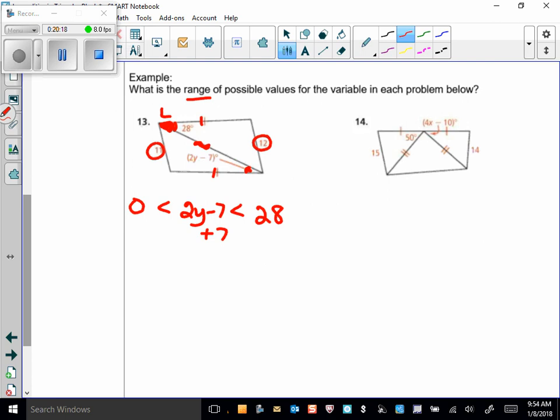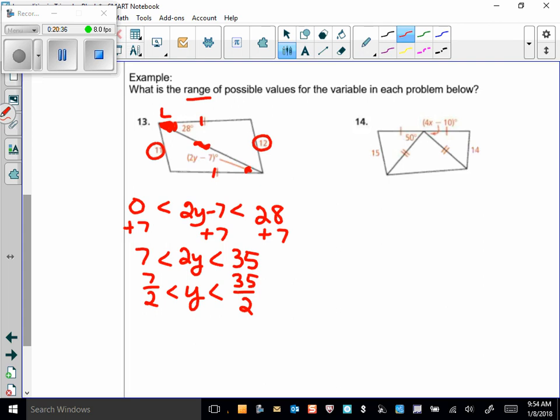So now we're going to solve this, both sides, add 7, add 7. So we'll have 7 is less than 2y, it's less than 35. Divide everything by 2, and I'm going to get 7 halves is less than y is less than 35 halves. And that is your answer right there. You got to have a range. Y's got to be greater than 7 halves. It's got to be less than 35 halves.